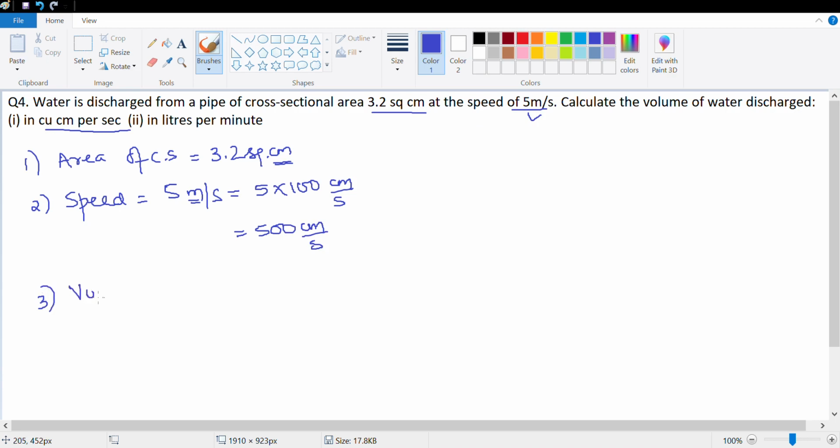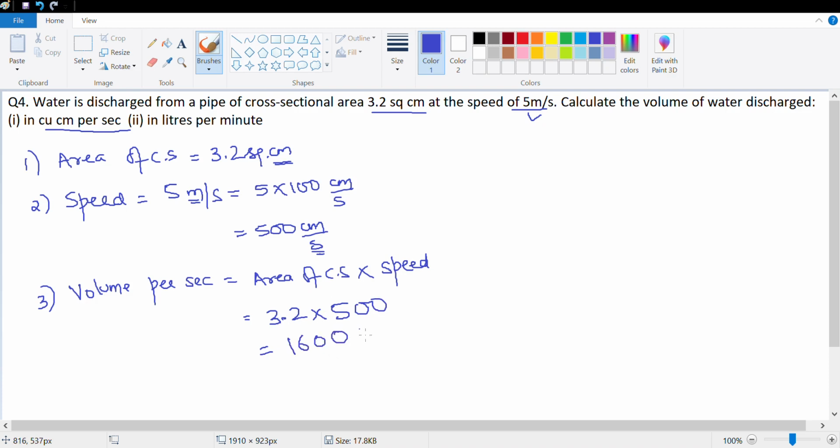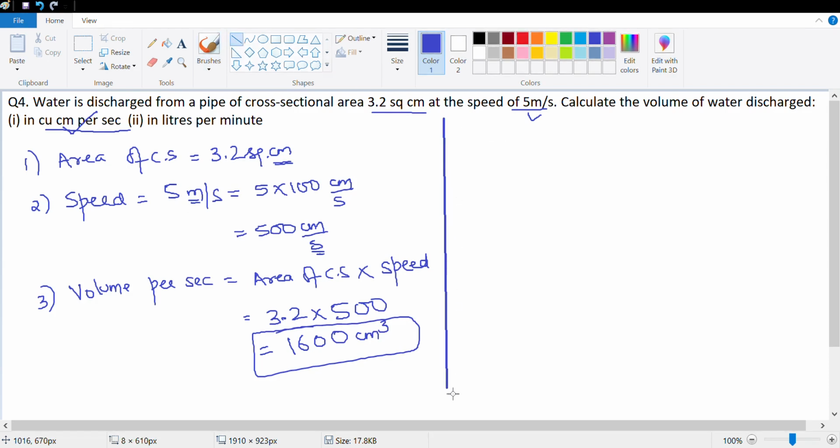So I know the formula, which is volume per second, this is volume in 1 second, is equal to area of cross section multiplied with speed. In this case, I have taken the speed in unit second. So area is 3.2 and the speed we just calculated was 500. So that's 500 into 3.2, so that's 150 and 10, that's 160. So this is 1600 centimeter cube. So that's the first part of our question. We've converted this into centimeter cube.